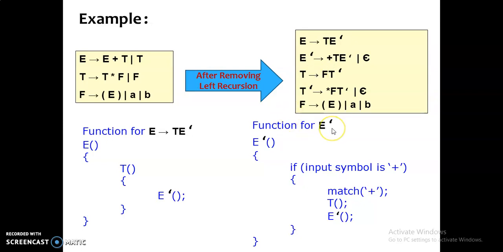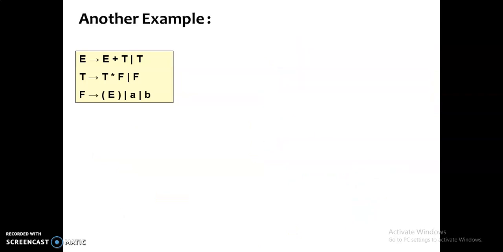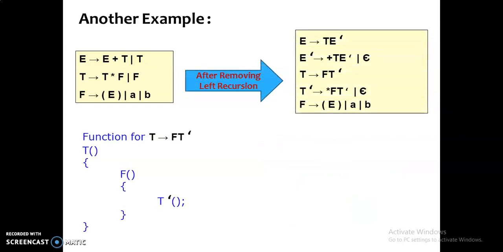For function E dash, the first input symbol must be plus. If it matches, then it will go for T and E dash. Again, for the next production, T derives F T dash. Again it will write the same way, F and T dash.